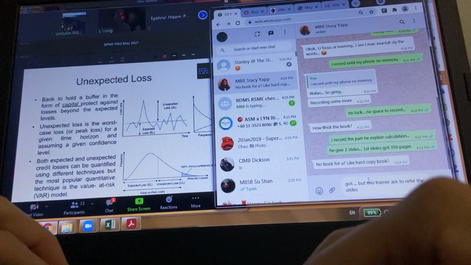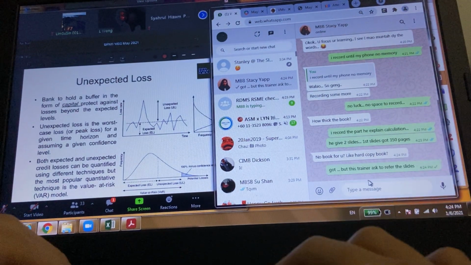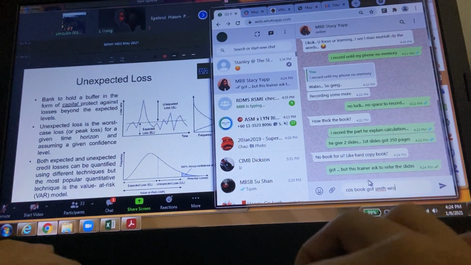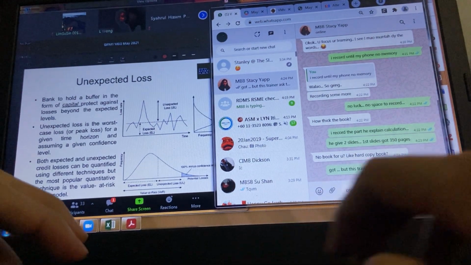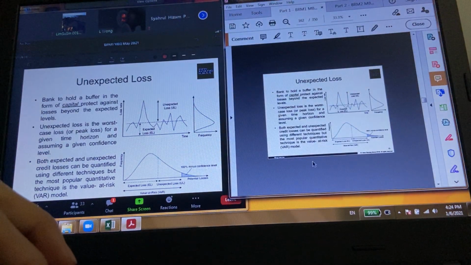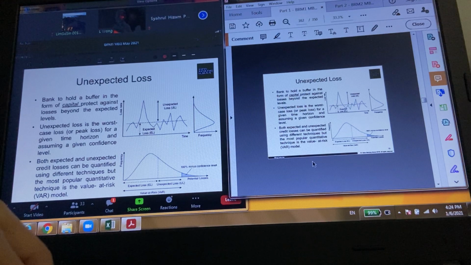Now, the next type of loss is called unexpected loss. Unexpected means something not what you expect and out of the ordinary course of business. It is something that you did not expect to happen. You don't know when it will happen, and if it happens, you don't know how much it will be.